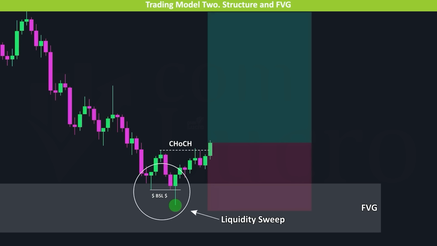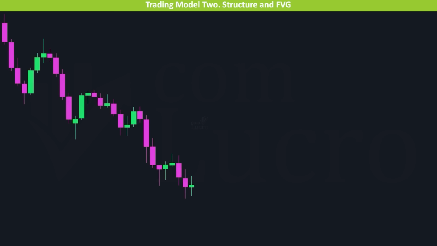The stop loss is placed below the low created by the liquidity grab, while the target is set at the next significant level on the higher time frame. The same logic applies in a bearish scenario. Begin on the higher time frame by identifying the overall trend.